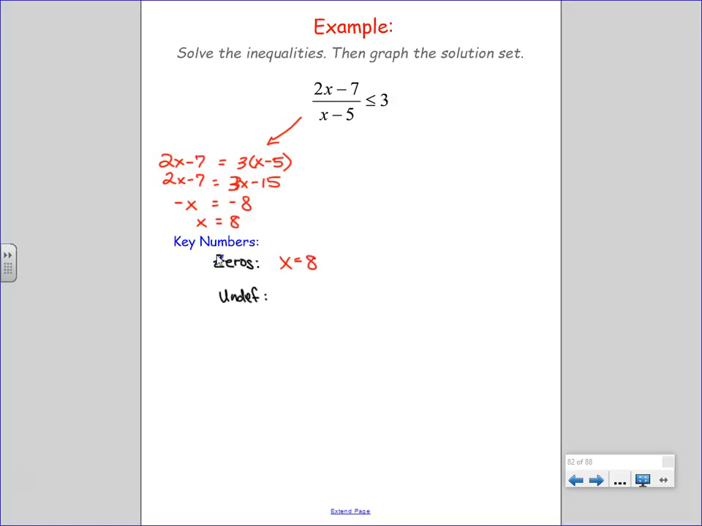Now here's the other question you have to ask yourselves. Who's the undefined one? Don't look here. Look here. Who makes this whole thing undefined? Why? The denominator. Remember, the denominator can't be 0. So set the denominator equal to 0 and say 5 is undefined. And solving it the easy old-fashioned way, that got 8. That's the 0. Now let me show you the other way, the new way.